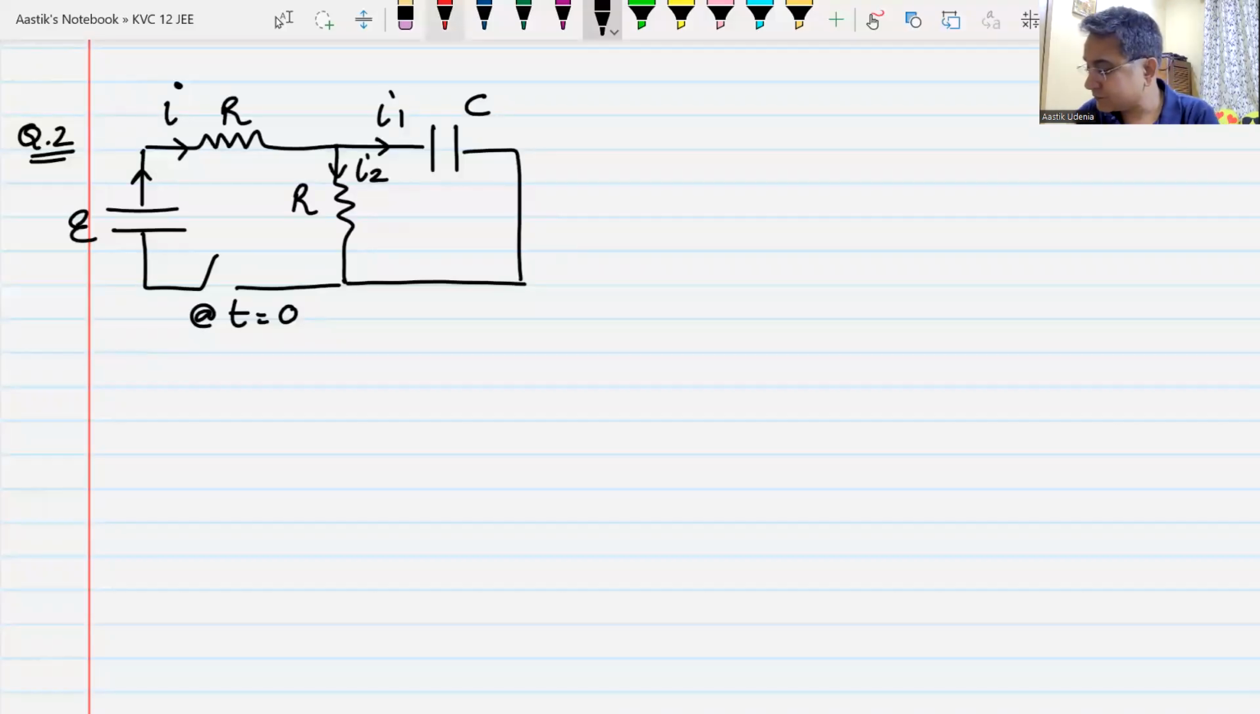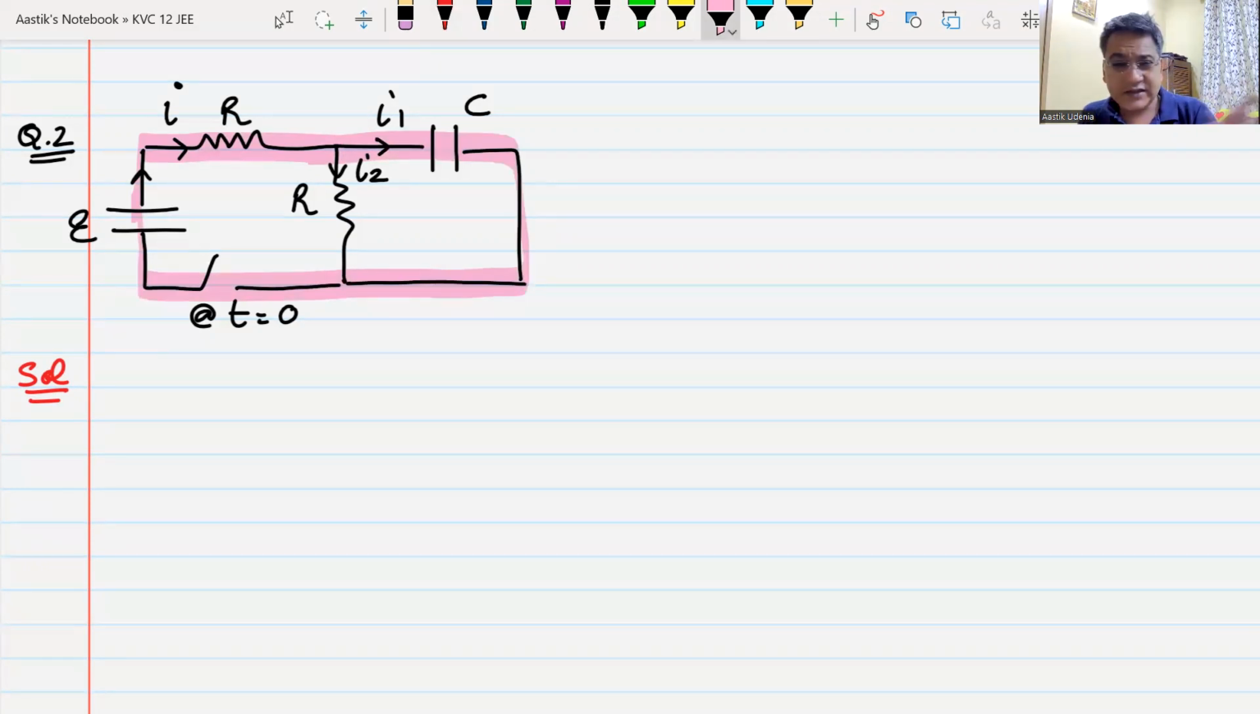So, at time t equal to 0, the capacitor behaves like zero resistance. So what will happen? Current will start from here and flow through the capacitor branch, and on the other side the resistance is zero. That is how the current will flow.